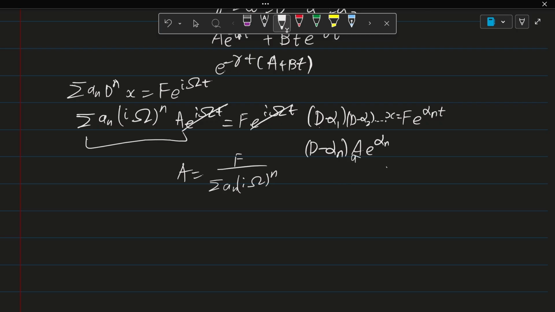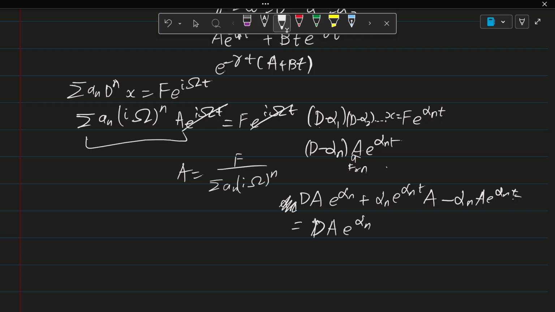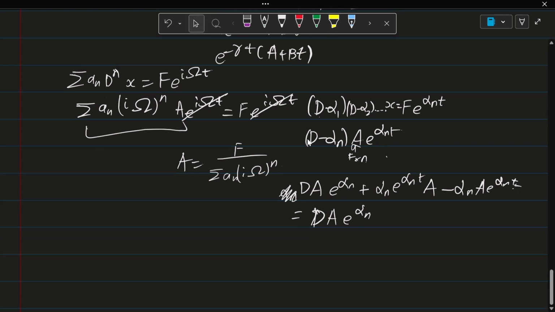So let's just assume a is a function instead. You would get dA, and you would get the alpha n to be outside, e to the power alpha n. Well, first you would have this guy plus the alpha n of e to the power alpha n, so it's the derivative of the alpha n, and you would get the a still free. You subtract this by alpha n a e to the power alpha n t, and this turns out that this would equal the dA of e to the power alpha n.